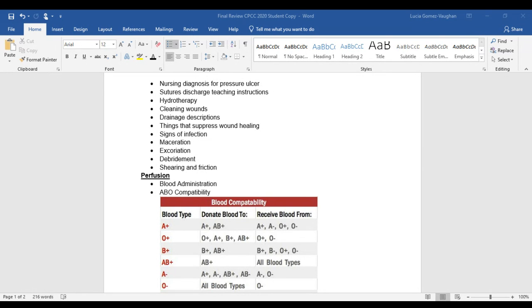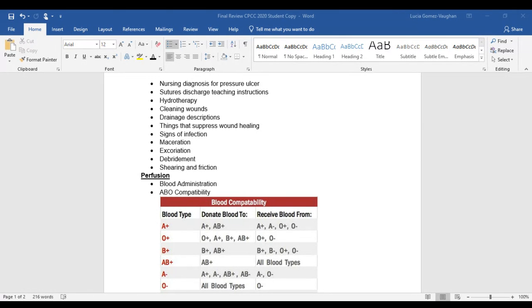A culture is the name of the test that's done when infection is suspected. A wound culture is a test to find germs such as bacteria or fungus that can cause infection in a wound. So things to know that suppress wound healing. We have corticosteroids, uncontrolled high blood sugars, smoking, low albumin, dehydration, and hypoxia.